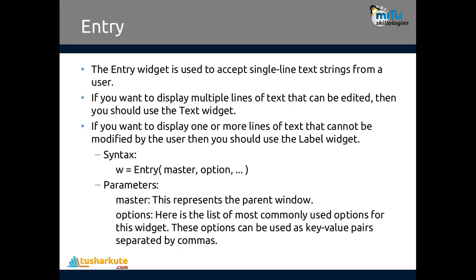Fine. Now entry. It's a very interesting thing. Entry is the most important widget available in Tkinter. It is used to accept a single line text string from the user. If you want to display multiple lines of text, then you should use the text widget. So entry is used to read the data from the user. It's just like a text box. With the help of this text box, we can make use of the entry inside the code.